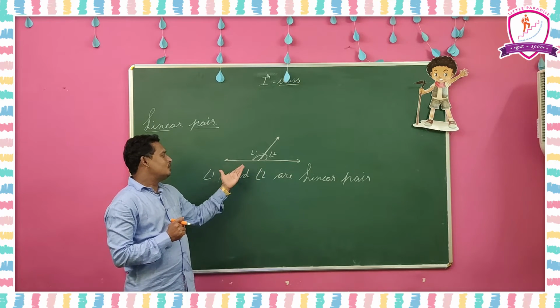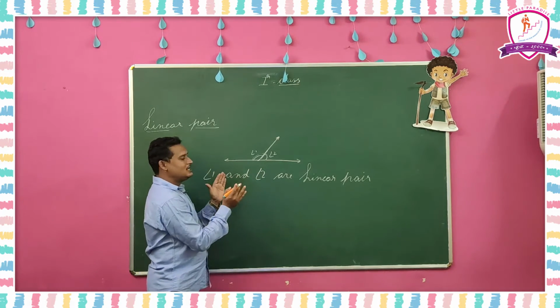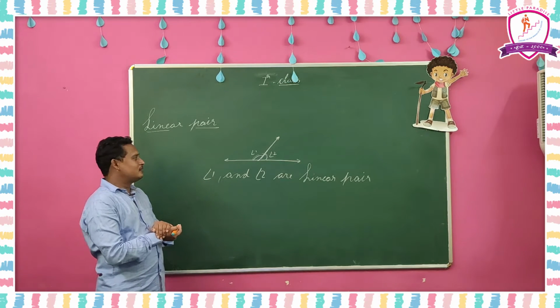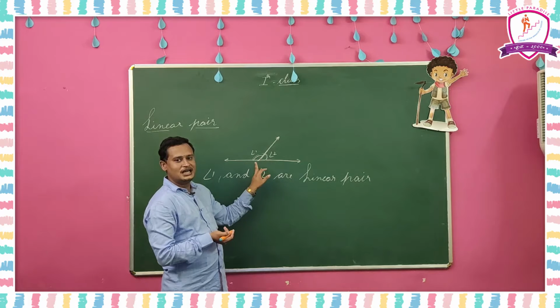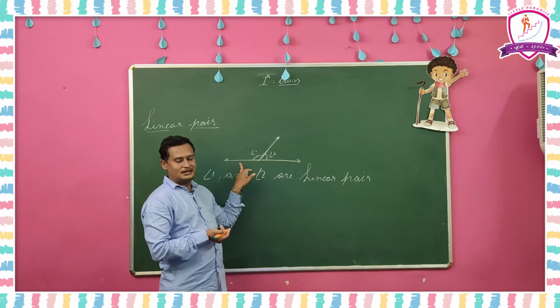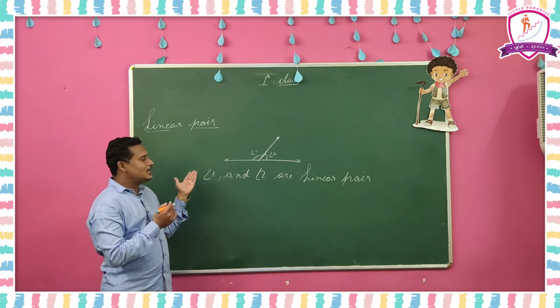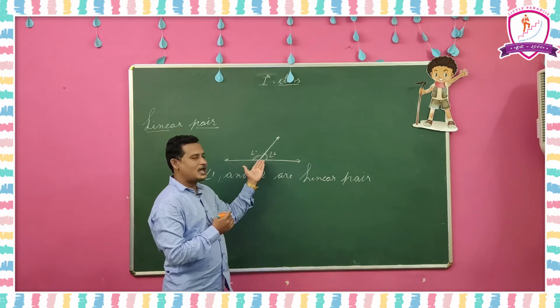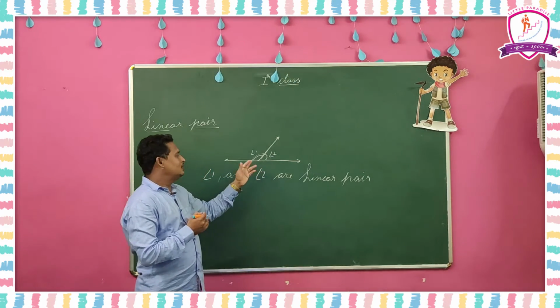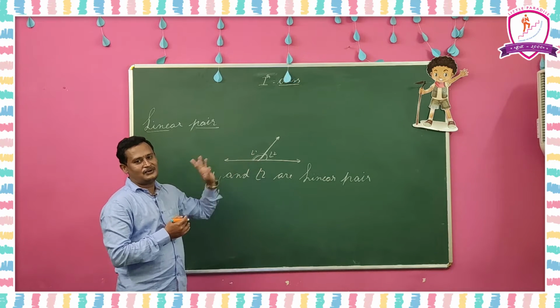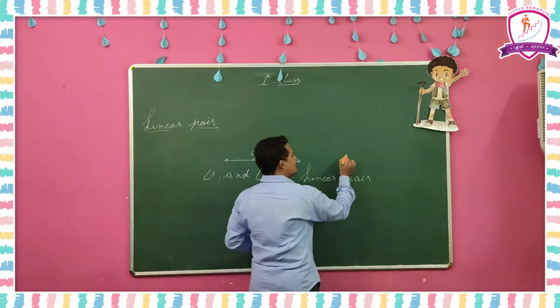Okay. So here, linear pair means the angles which are adjacent and on the same line. The two angles which are adjacent as well as on the same line. Angles on the same line we can call linear angles, and if only two angles are there, we can call those a linear pair of angles. Linear angles means like this.